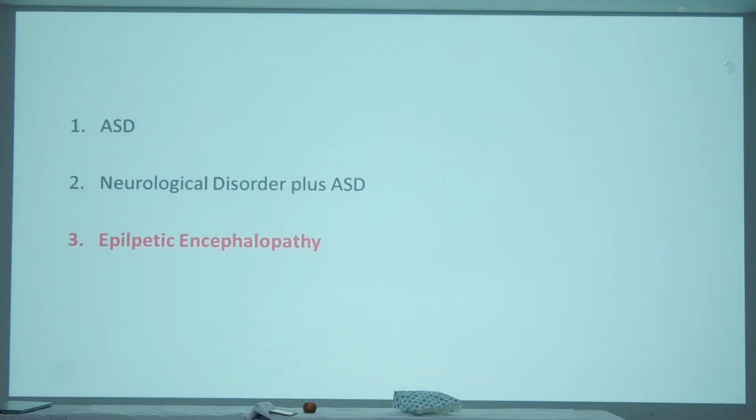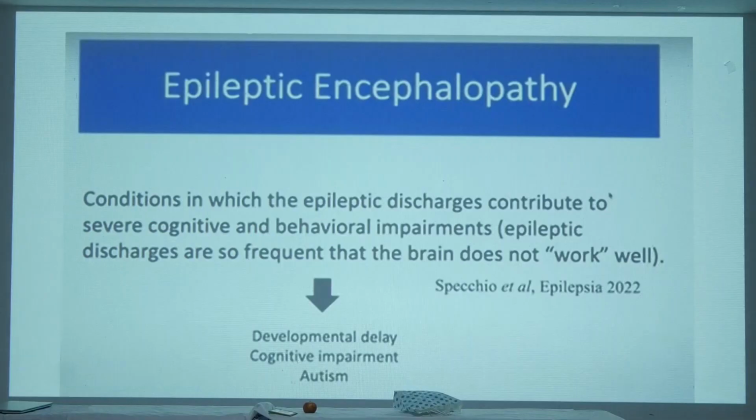Finally, we are moving to the last subgroup, that is epileptic encephalopathy associated with the autism spectrum disorder. So what do you mean by epileptic encephalopathy? The conditions in which epileptic discharges contribute to severe cognitive and behavioral impairments. That is, epileptic discharges are so frequent that the brain doesn't work well. What we call in simple language, if the epilepsy contributes to the cognitive impairment or regression of the milestones, we can call it an epileptic encephalopathy.